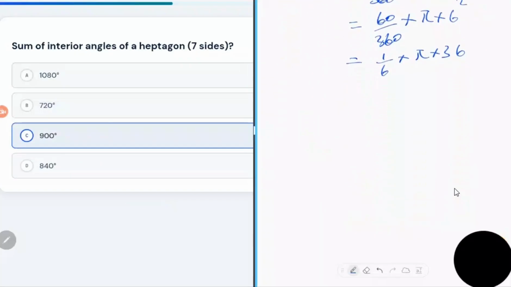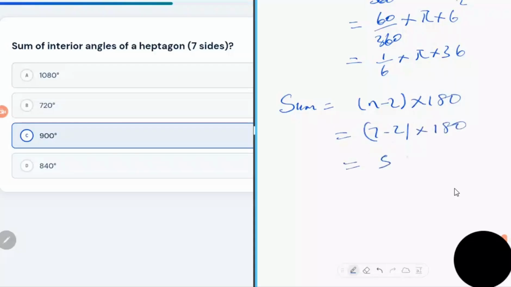Sum of interior angles of a heptagon. What is the sum of the interior angles? Were you able to write it? The sum of interior angles equals n minus 2 times 180. So you put 7 here: 7 minus 2 times 180. That reduces to 5 times 180.